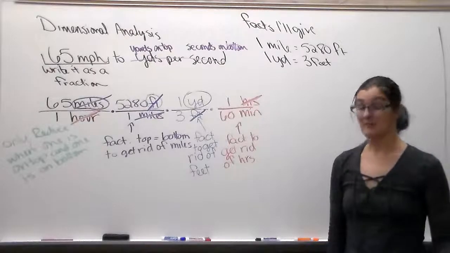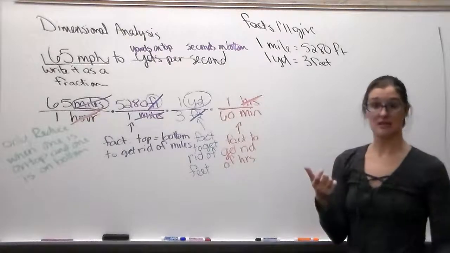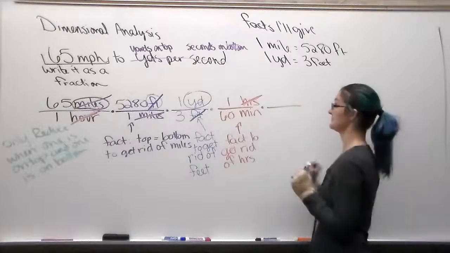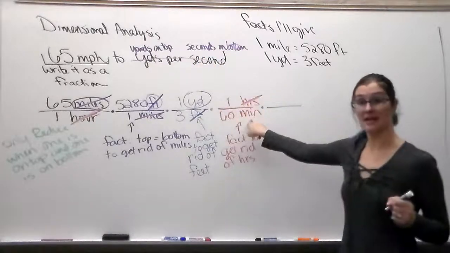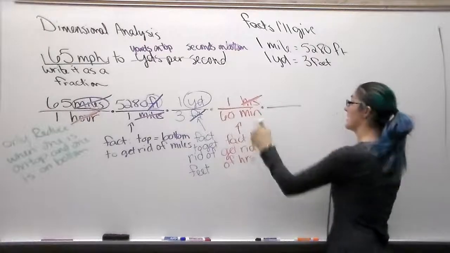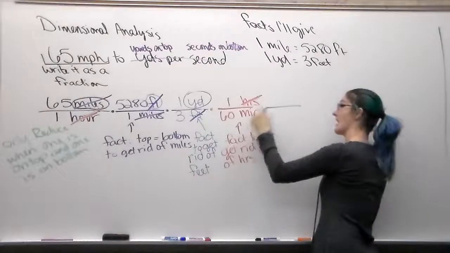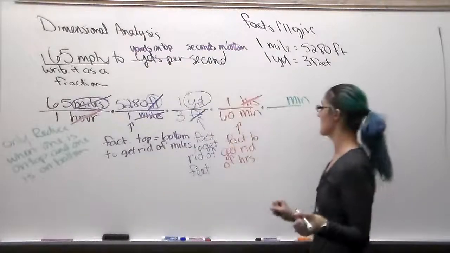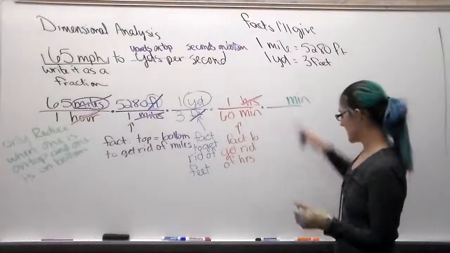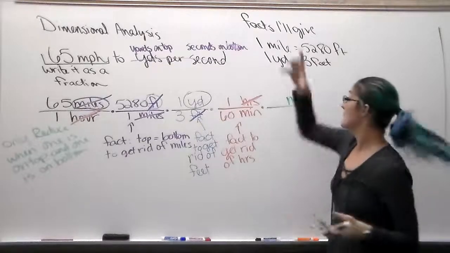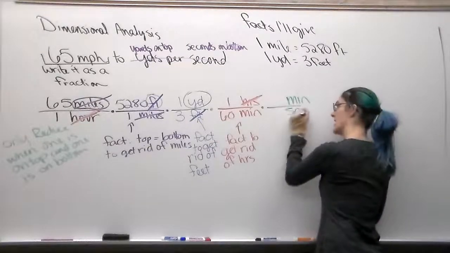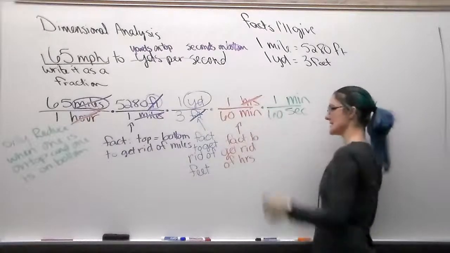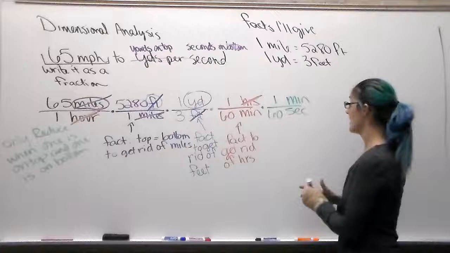We need seconds. And we've got to be very careful. A lot of people accidentally miss minutes. So we're going to multiply by one more fraction. I want seconds, so I'm getting rid of minutes. If minutes is on bottom, I need to put it on top, because in order to reduce, you need one on top and one on bottom. So minutes is going to be there. I need a fact to get from minutes to seconds. I need the top to equal the bottom. 1 minute is 60 seconds.